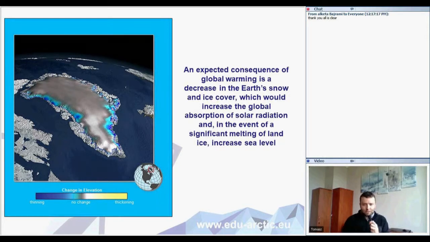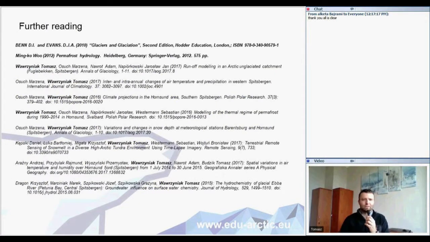But that's a different topic, and here I would like to finish. If you are interested, I provide further reading. If you are interested in hydrology of glaciers, you should read Glaciers and Glaciation by Benn and Evans. If you're interested in permafrost hydrology, you can find a book called Permafrost Hydrology by Ming-Ko Woo. And there are many different scientific papers on those topics. And here I provide the list of my articles.